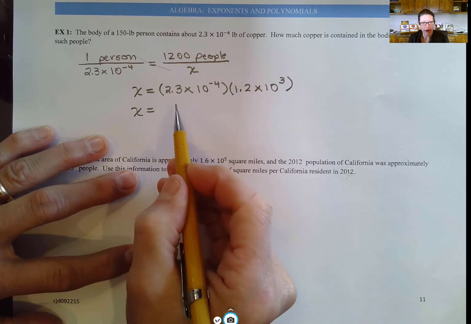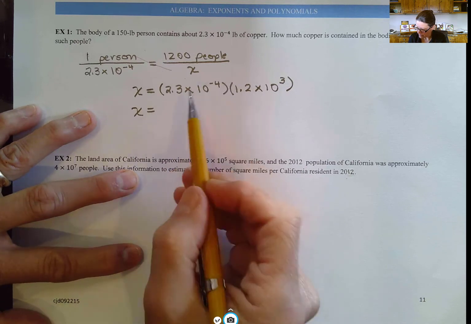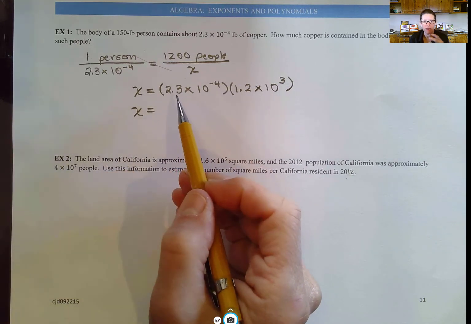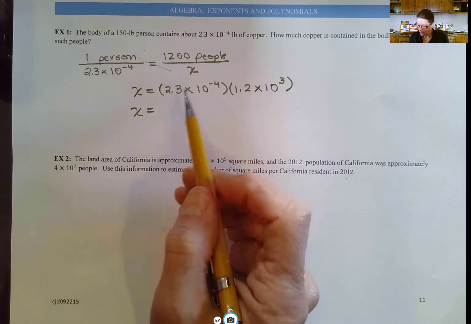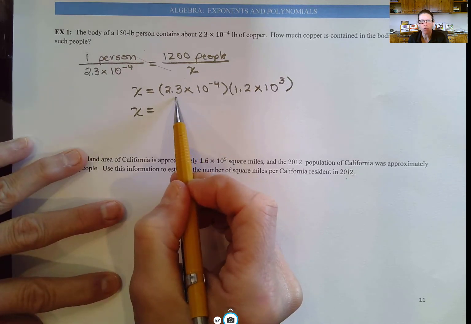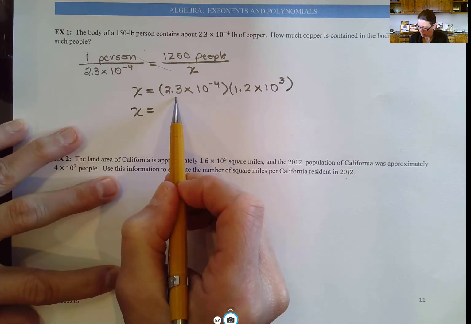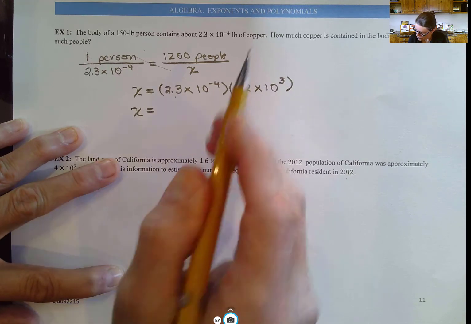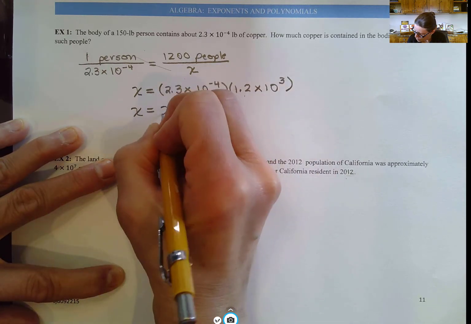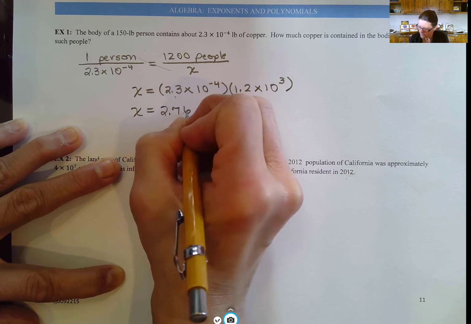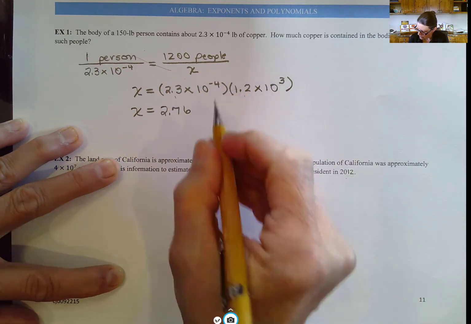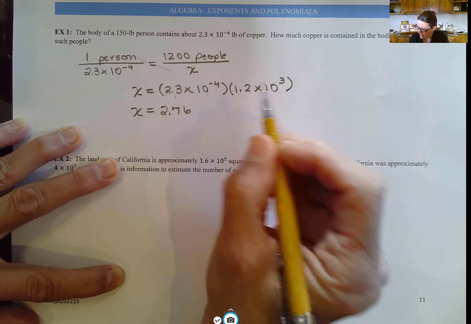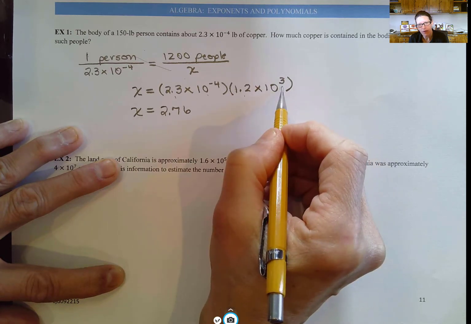Now we can rearrange these factors. Don't think we're foiling things. This is all multiplication, and we can multiply these numbers in whatever order we want. So I'm going to multiply 2.3 times 1.2. You can use your calculator there. That gives 2.76. And next I'm going to multiply 10 to the negative fourth times 10 to the third.